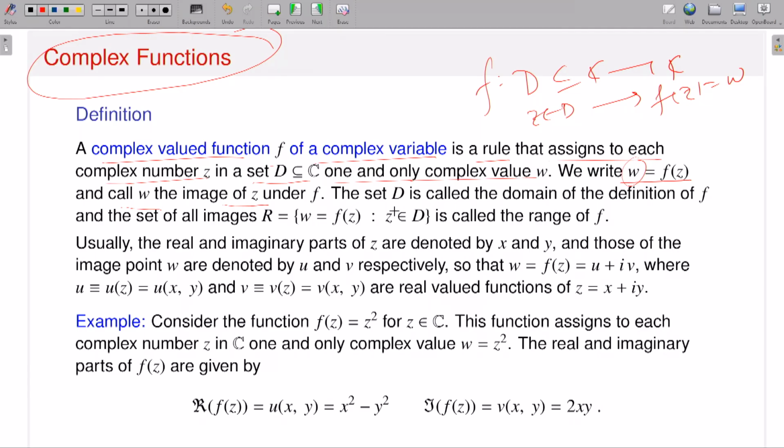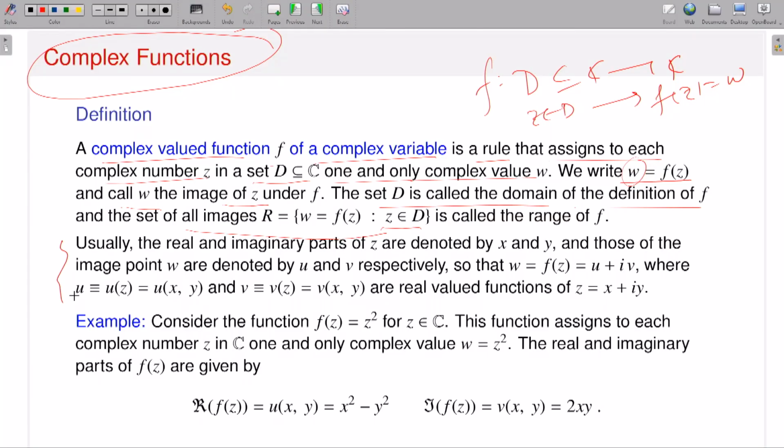The set D is called the domain of definition of my function f. The set of all those w's, f of z, where z runs over the domain, is called the range of f. These are standard notions in the context of functions, whether real variable or complex variable. In the real case I am dealing with real valued functions of a real variable, so the domain should be a subset of the real numbers and the range a subset of the real numbers. But whenever I am talking about complex valued functions of a complex variable, the same definition applies, but this time your domain should be a subset of the complex numbers, and the range will also be a subset of the complex numbers.